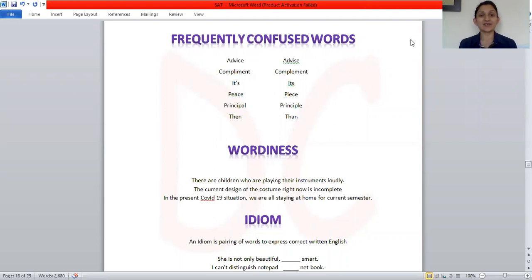We are looking at the grammar rules that are not so popular and mostly forgotten by students in this video today. So we'll be looking at frequently confused words, the wordiness of a sentence, and idioms.